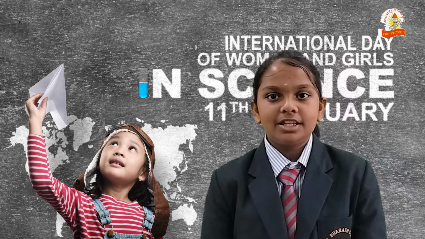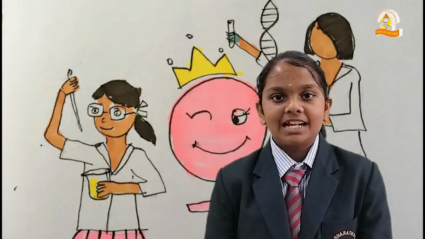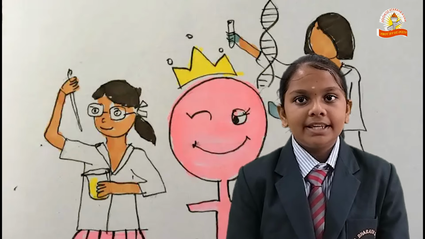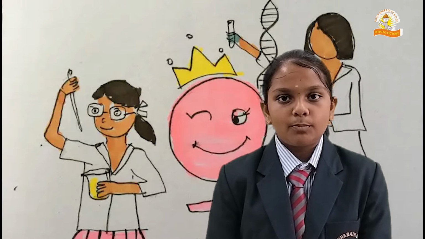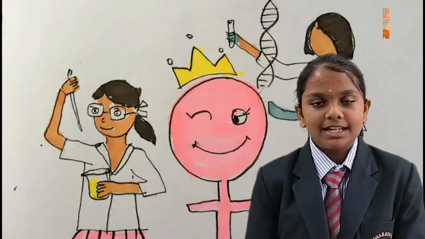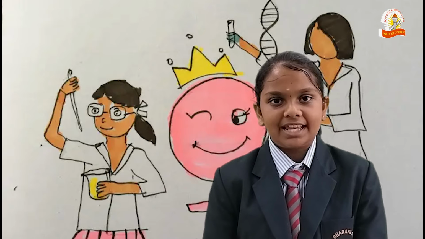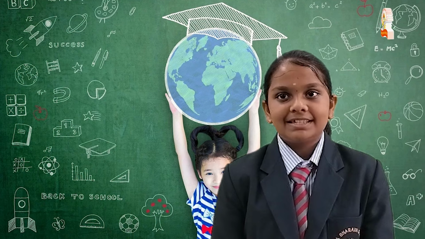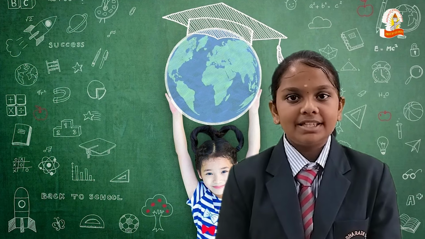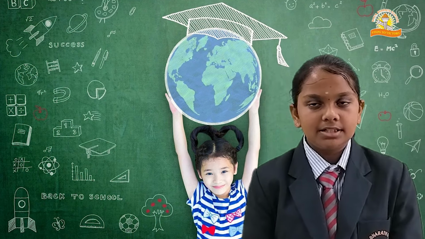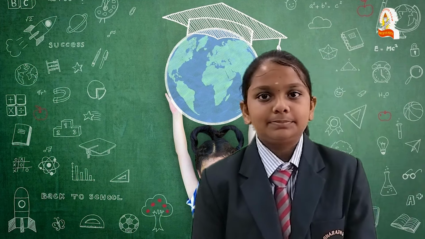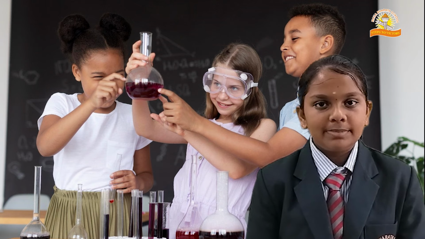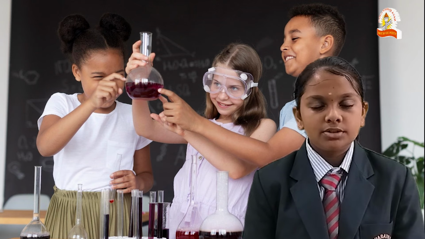The International Day of Women and Girls in Science is celebrated on February 11 every year. The day is observed by the United Nations to promote full and equal access and participation of women in science, technology, engineering and mathematics, STEM fields. This year will be the 9th International Day of Women and Girls in Science Assembly. India has a rich history of women scientists who have made significant contributions to the field of science.